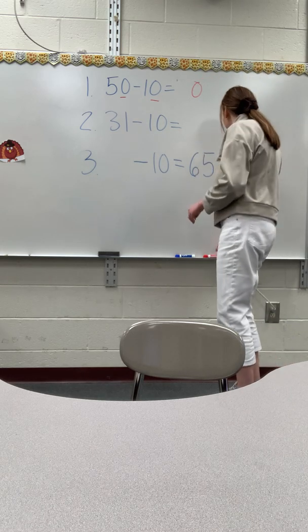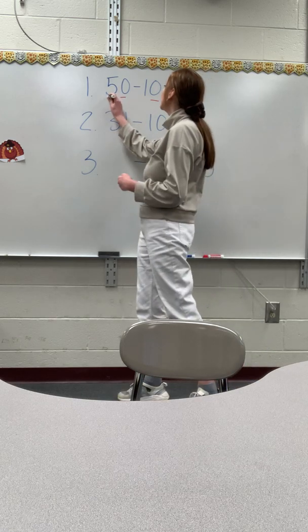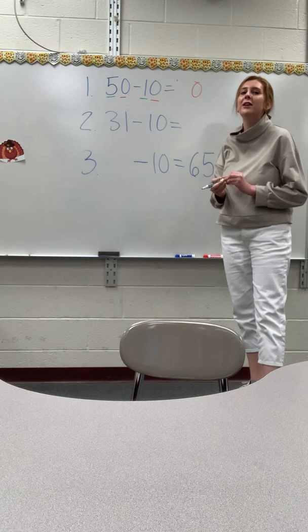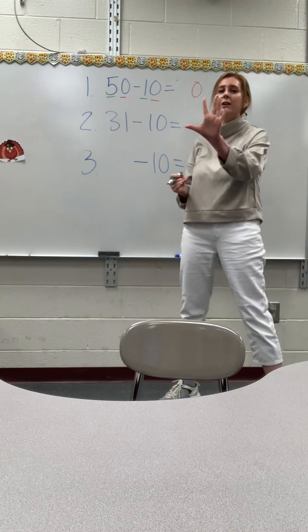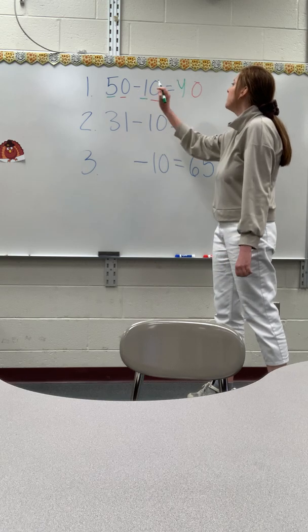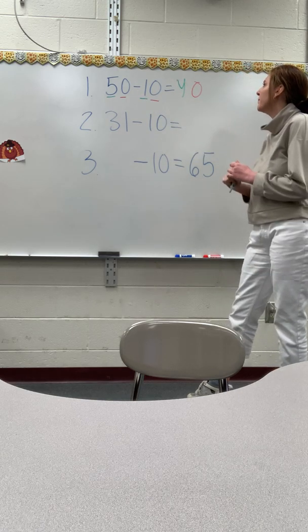We have 5 in 50 in the tens place, and then we have 1 in 10 in our tens place. And 5 minus 1 is what? So we have 5 fingers, take away 1, we get 4. So 50 minus 10 is 40.